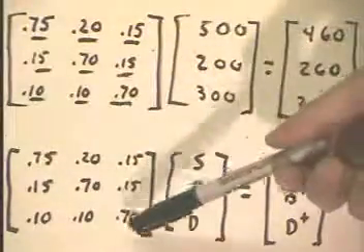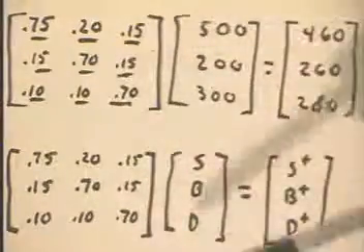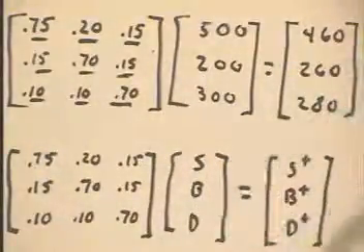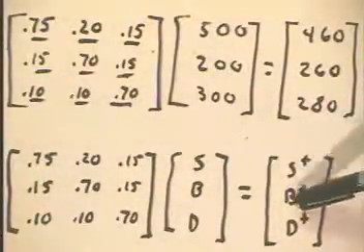So we see that we have a transition matrix such that when we multiply these numbers by the sane, borderline, and demented, it gives us the new numbers of sane, borderline, and demented.